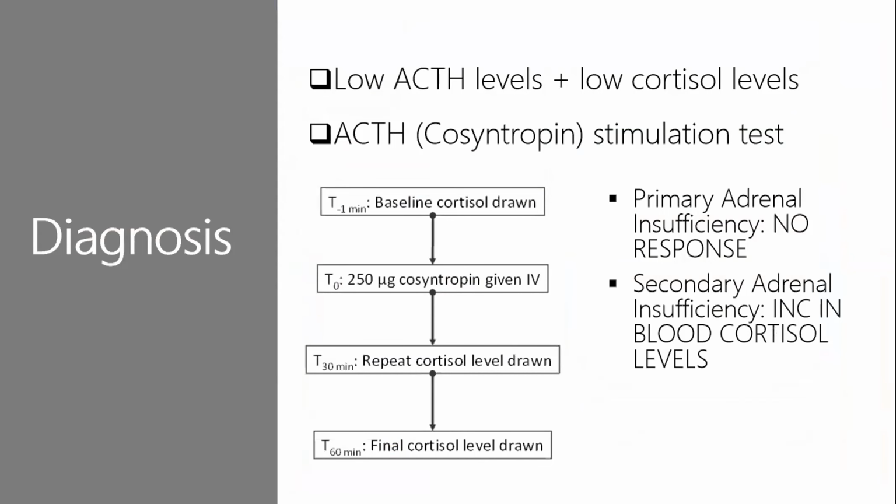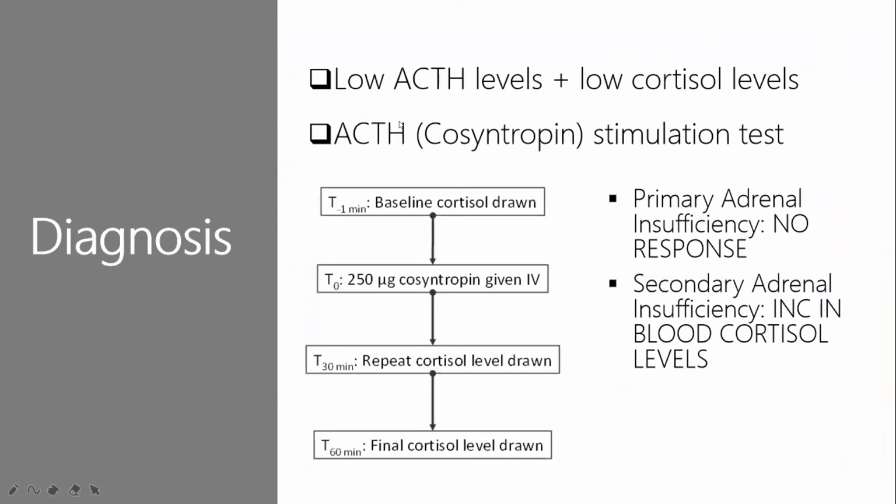So for the diagnosis of secondary adrenal insufficiency, of course, we should be able to document hypocortisolemia. So we should be able to see low cortisol levels plus low ACTH levels, so that we would be able to draw the relationship that the low cortisol levels is due to the low ACTH levels.